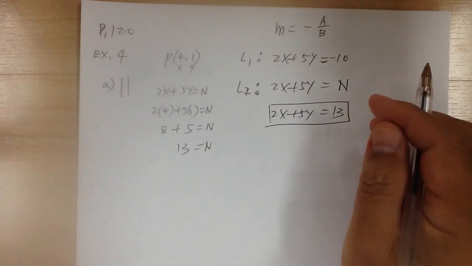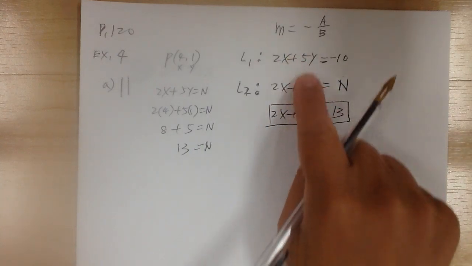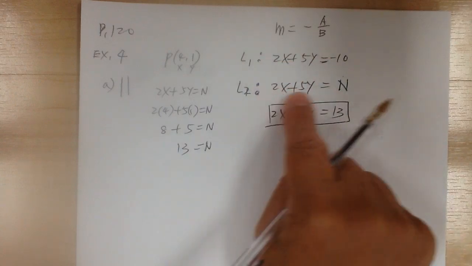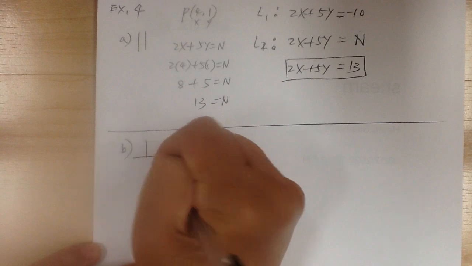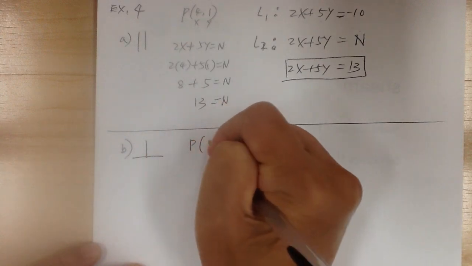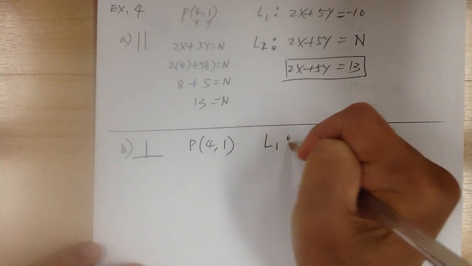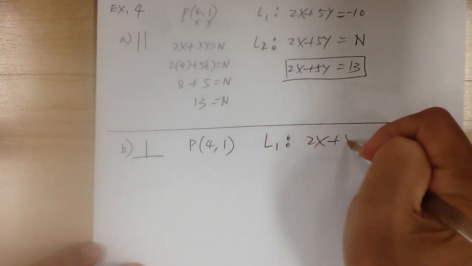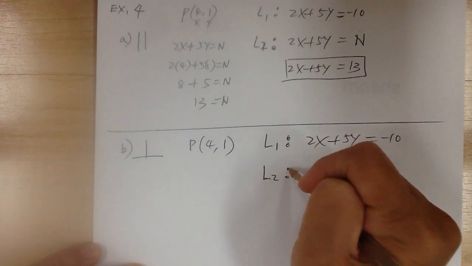Okay, so you can follow the method in the book if you want to, but since this is giving this form, just use this form. For part B, you're looking for the perpendicular line. Again, you want the line to go through the point (4, 1), and L1 is 2x plus 5y equal to negative 10. So first you have to do the L2.